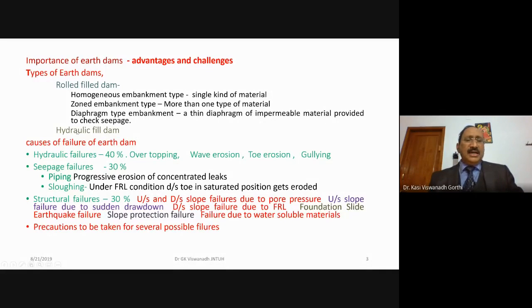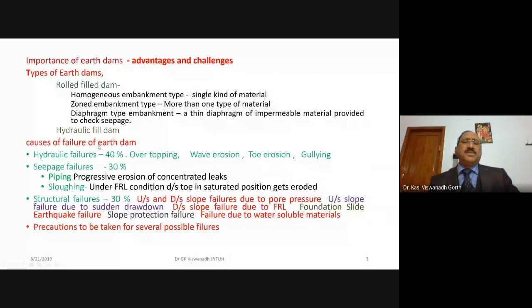The second category is the hydraulic fill method, where the slurry is prepared and directly transported by mechanical means. In the case of a rolled fill dam, the earth material is laid, then sprinkled with water and compacted. Whereas in the case of a hydraulic fill dam, it is different: the water is mixed in situ where the soil is available, and the same is transported and poured at the dam section. And also we have seen the causes of failures of the earth dam.